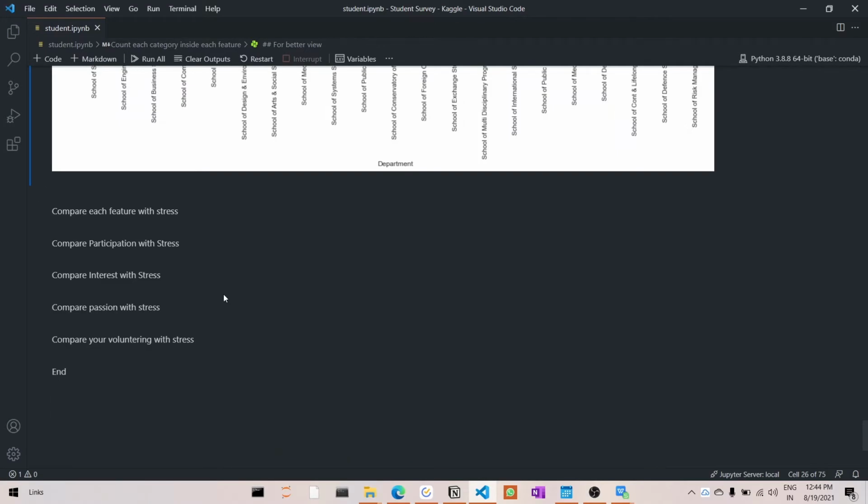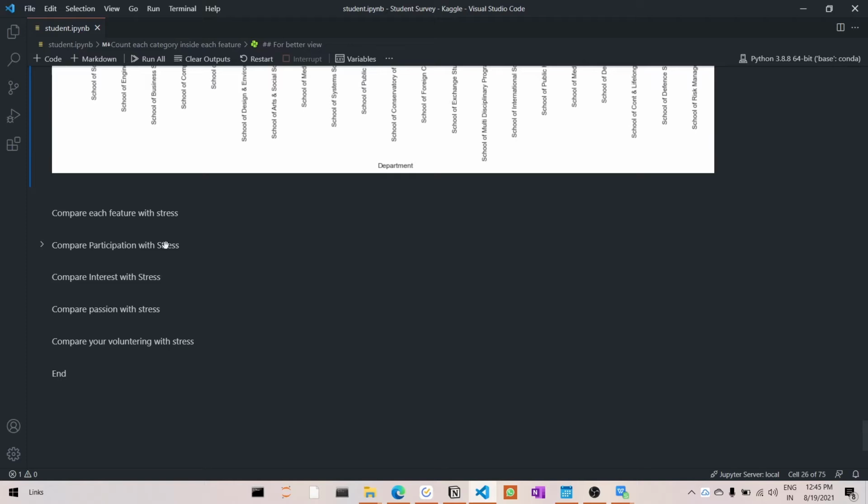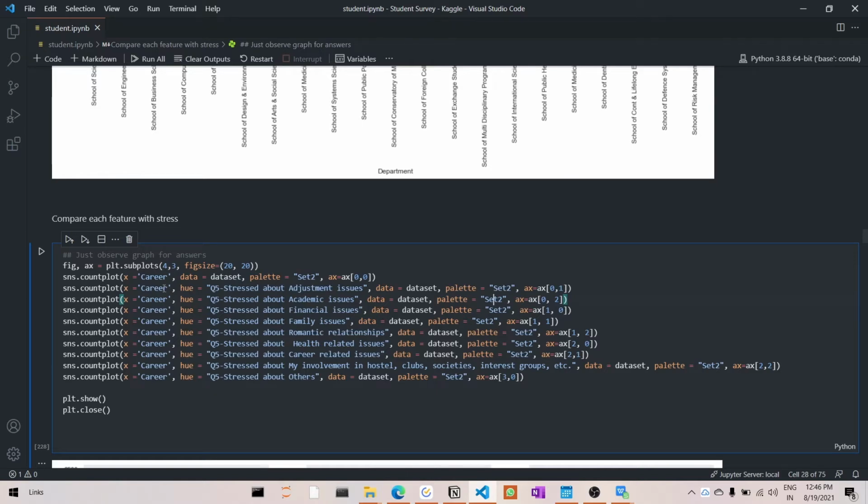Our problem statement is related to stress, so we are going to see what the impact of each feature on stress is. We already saw the different features in the first dataset. Let's compare our features with stress. At first we are going to compare the career category and the different stress questions answered by students. We are going to find the count of students saying yes and no, so that we can compare the impact of career on stress.